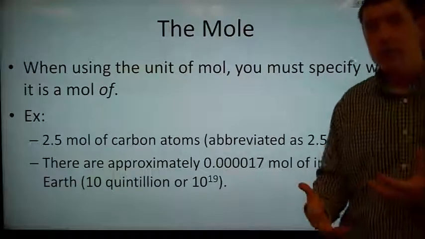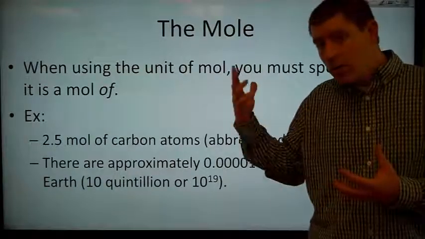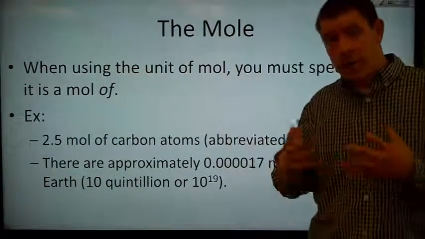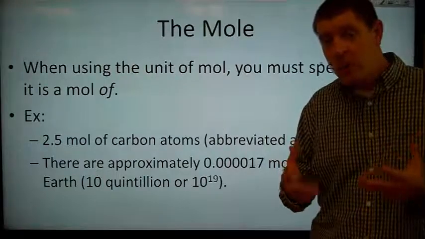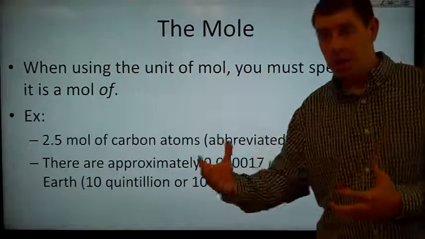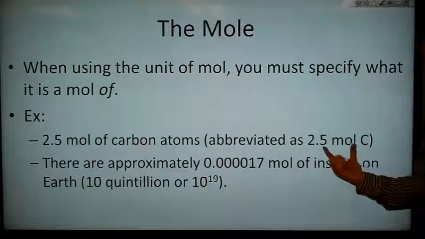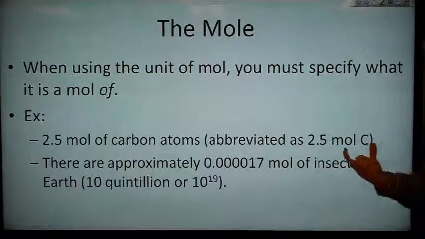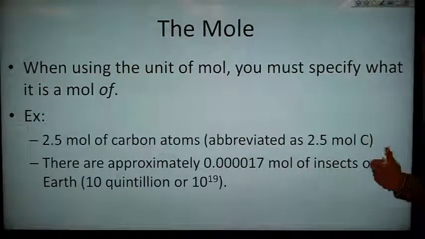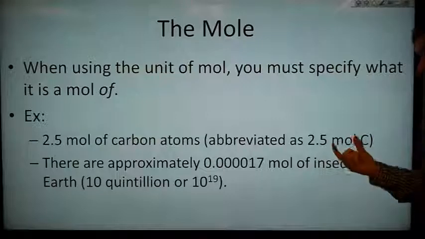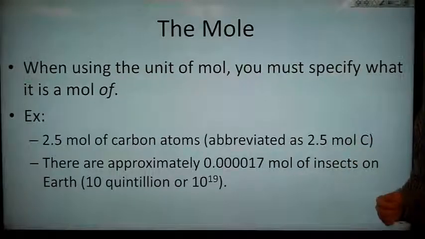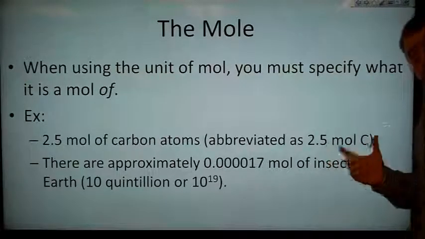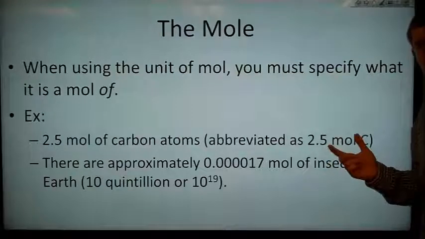So when you're writing down your number of moles in a calculation, you should always be writing down moles of something. Now again, you can abbreviate it like this: 2.5 moles C, or 2.5 moles oxygen, or 2.5 moles acetic acid. That's fine as long as you identify what it is that you're measuring moles of.